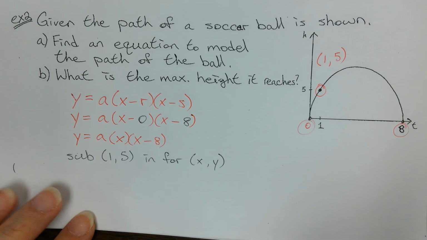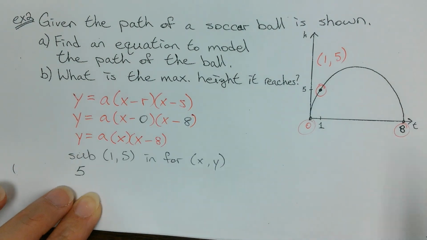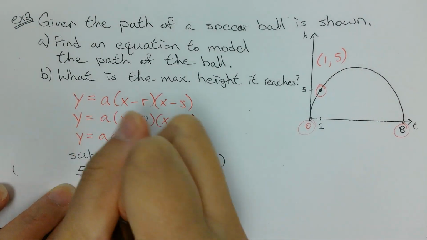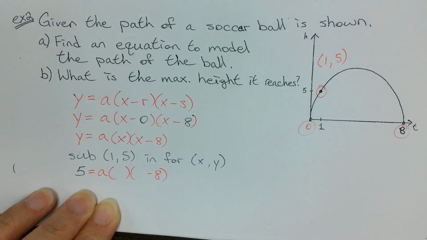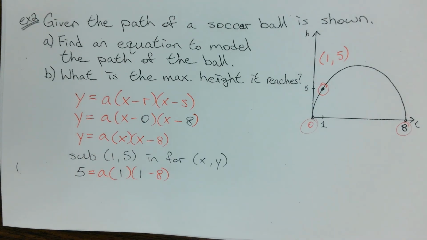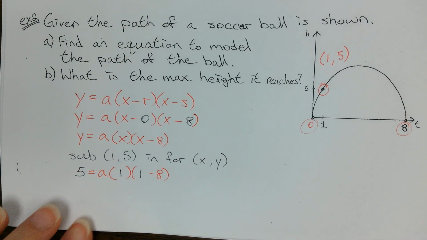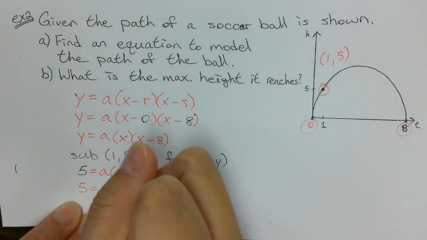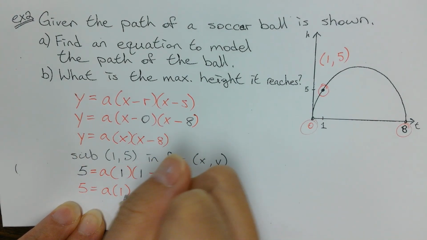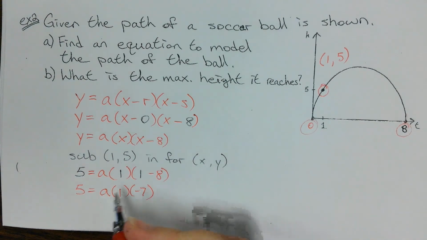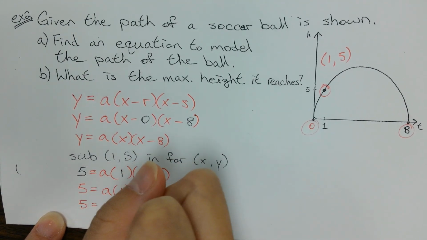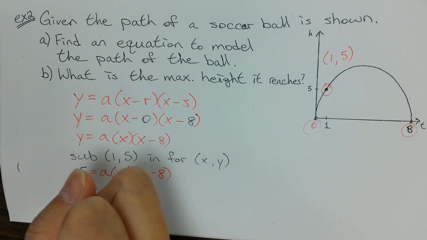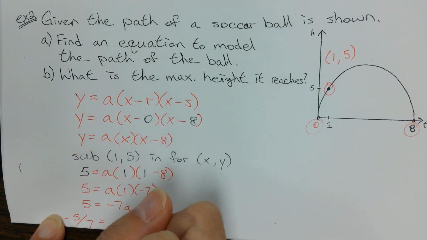Okay, so subbing it in, 5 equal A, and then 1, 1. I subbed in the 1, 5 in for x and y. So 5 equal A times 1 times -7. So I'll write it all out. So you get -7a. So a is -5/7.